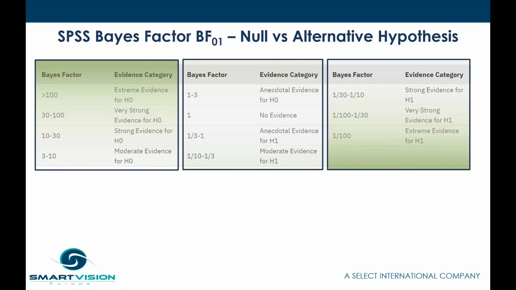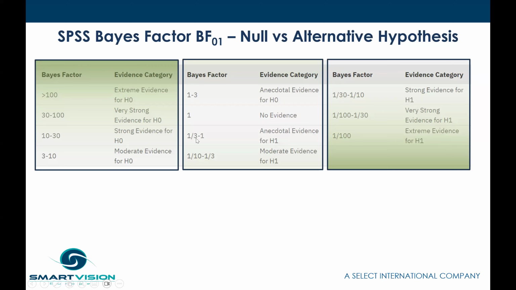It gives you a little table of values. And it says, look, if you're getting a Bayes factor between 30 and 100, then that's very strong evidence for the null hypothesis. Or if you're getting a Bayes factor between 1/100 and 1/30, that's very strong evidence for the alternative hypothesis. So it's not just accepting or rejecting. And obviously, if you get a Bayes value of 1, it means no evidence whatsoever.